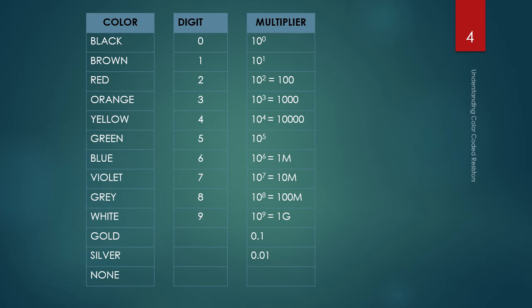Yellow being 4, the multiplier value is 10 to the power 4. Green, 10 to the power 5. Blue is 10 to the power 6, that is 1 million. Violet being assigned 7 has 10 million as the multiplier value. Gray 8 has 100 million as the multiplier value. White as 9 has a multiplier value of 10 to the power 9, that is 1 giga. Gold and silver also have multiplier values: gold is 0.1, that is 10 to the power minus 1, and silver is 0.01, that is 10 to the power minus 2.